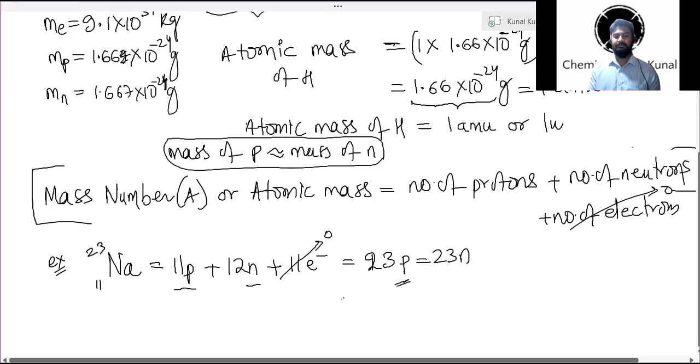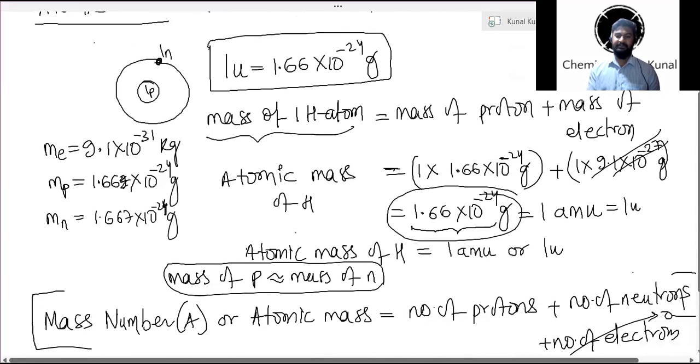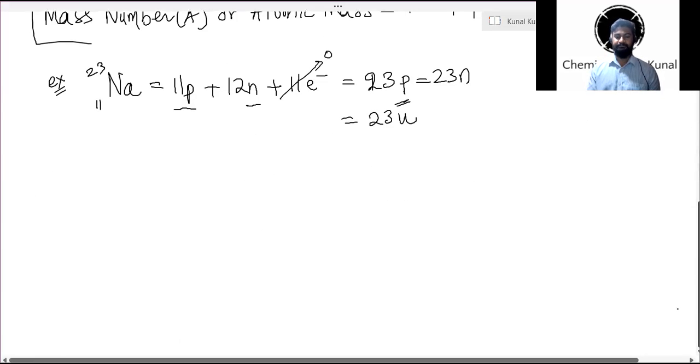What is the mass of a proton? u. Yes, we just saw that. What is the mass of a proton? u. So the mass becomes 23 u. So that is how the definition of atomic mass is given. It is the mass of one tiny atom that we have. Right? That's how we find it. This is the concept. Now moving on.